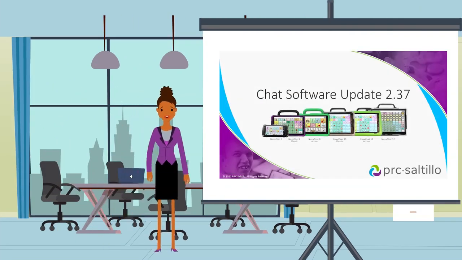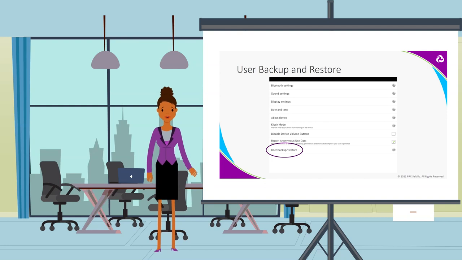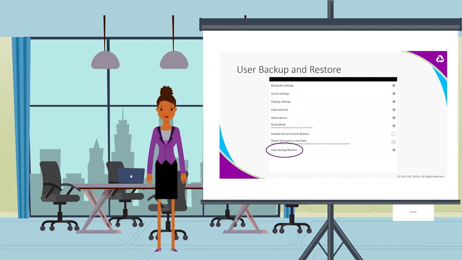First, we are excited to introduce the User Backup and Restore feature. This feature allows you to save user settings like customized vocabularies, button timing settings, pronunciations, profiles, and more. Once you back up these settings to a USB, you can transfer the settings to a new NovaChat or use it to restore a NovaChat.